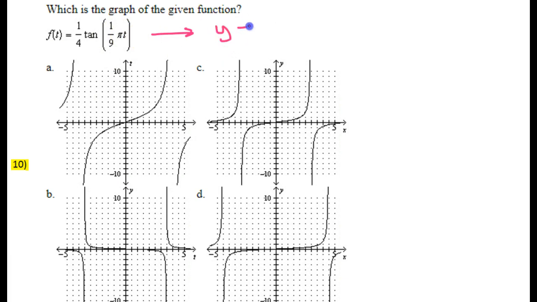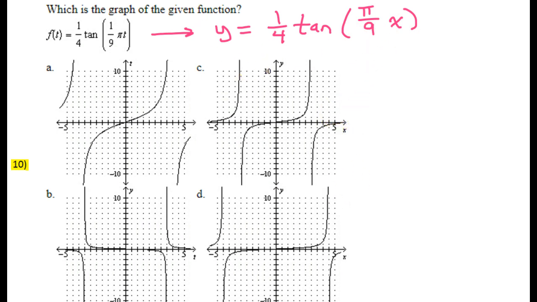So I'm going to write this as y equals 1/4 tangent. And here it says 1/9 pi, which is the same thing as pi over 9. I'm just going to prefer to write it that way. Okay, and I'm going to put x. All right, so a couple of things.